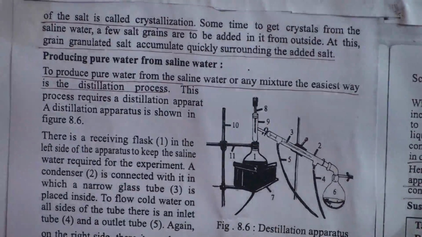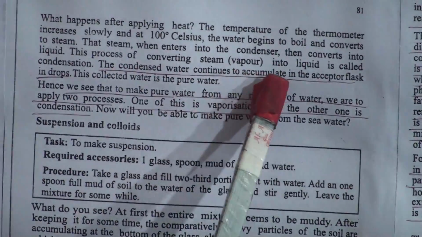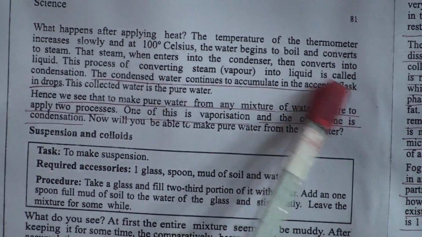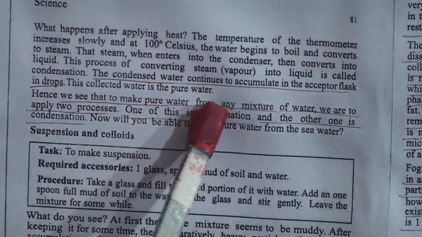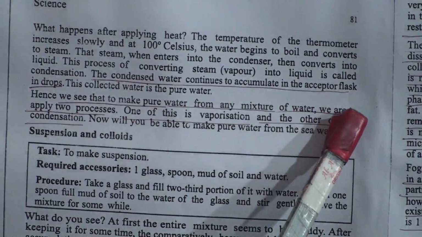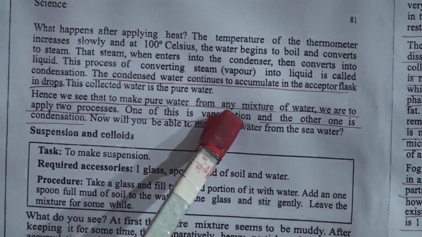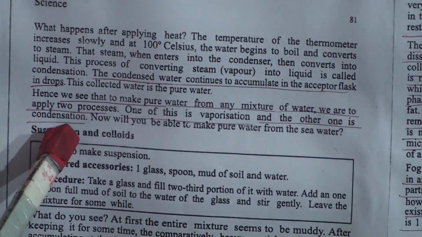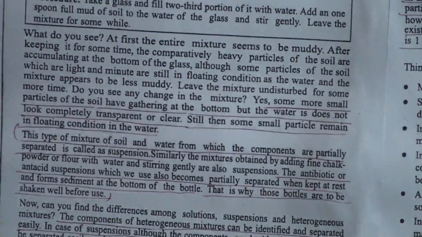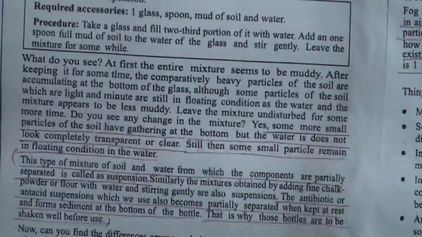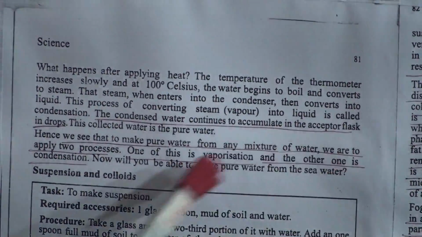The condensed water continues to accumulate in the acceptor flask in drops. So, we see that to make pure water from any mixture of water, we have to apply two procedures. One is vaporization and the other one is condensation. So, how can we get pure water from the saline water? In two ways: vaporization and condensation.